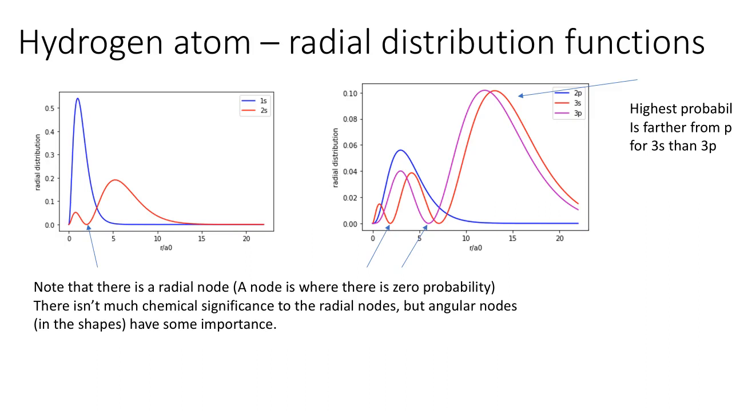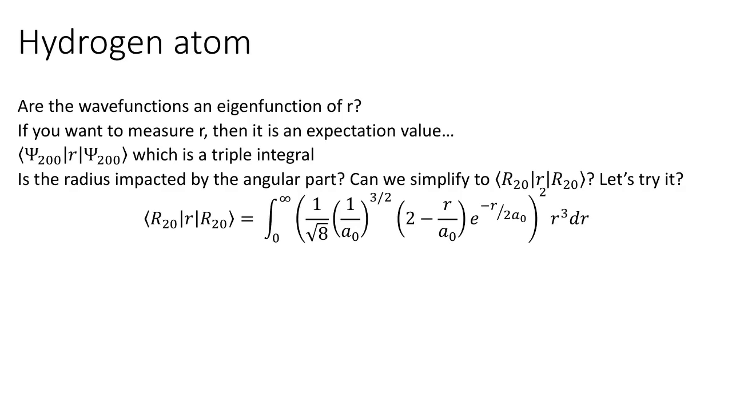In the first plot, you can see 1s is the smallest orbital. It has the smallest radial distribution. The 2s is a little larger, and you can see it's out farther. What's interesting is that if you look at the 3s versus 3p, the highest probability in the 3s is actually farther from the nucleus than in the 3p. Now we have all of these radial distribution functions we can look at.